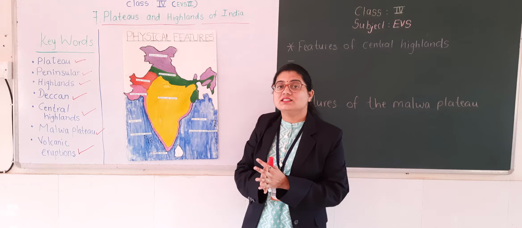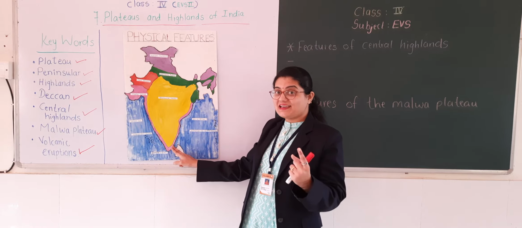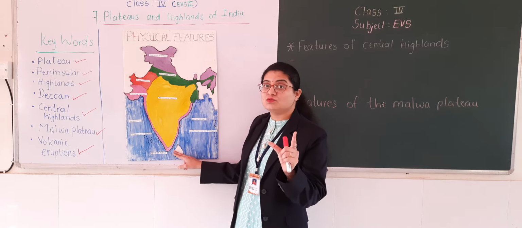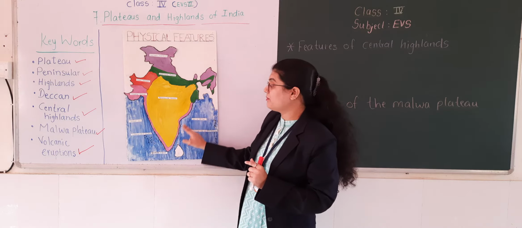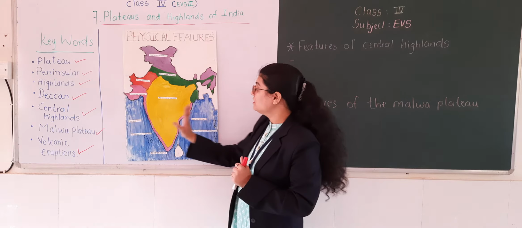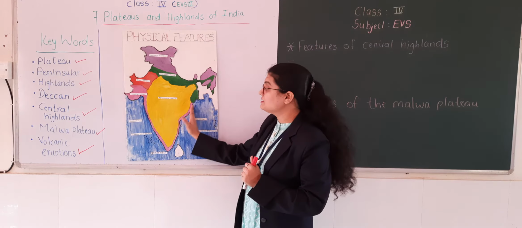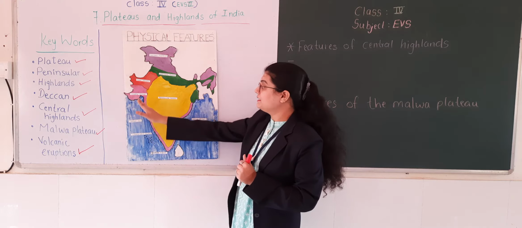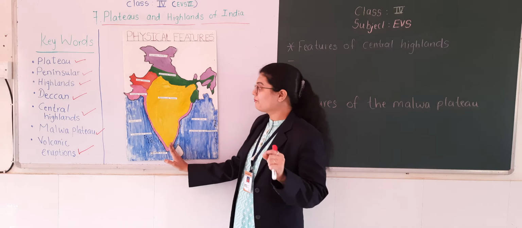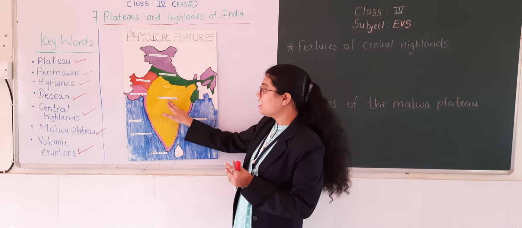In the last lesson we learned about peninsula. Can anyone tell me what is meant by peninsula? Yes, a landform which is surrounded on three sides by water. Peninsula means a land which is surrounded on three sides by water. Here in the west, in the east and to the south we have water. As you can see, it is triangular in shape. Peninsula is triangular in shape.